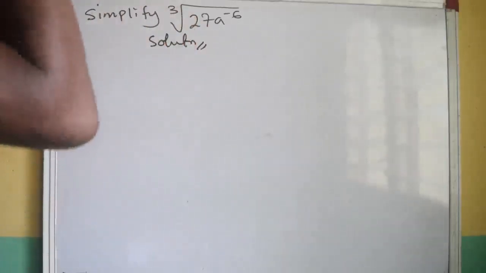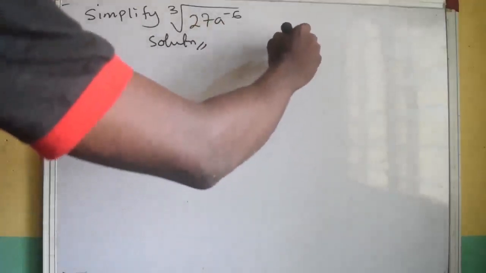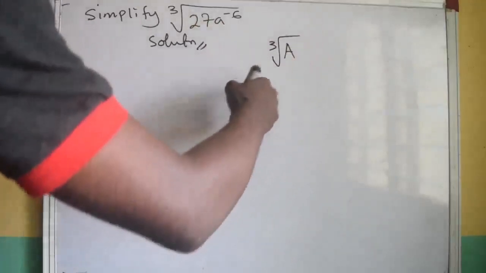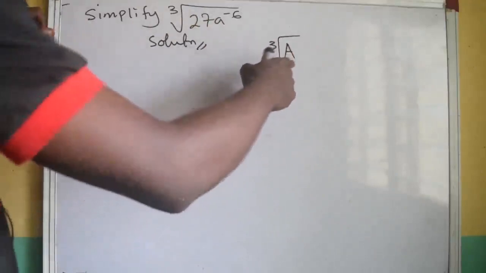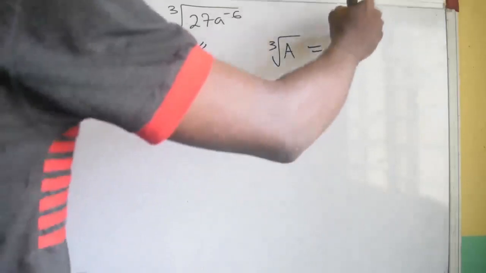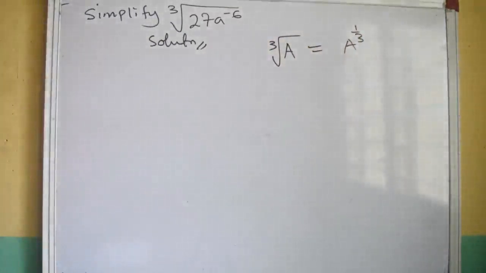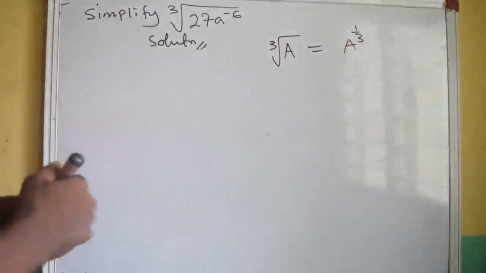So you ought to know that anytime you are given something like this, a cube root, you say cube root of a is the same thing as you write down the base, which is a, and this guy becomes 1/3. So these two guys are the same.